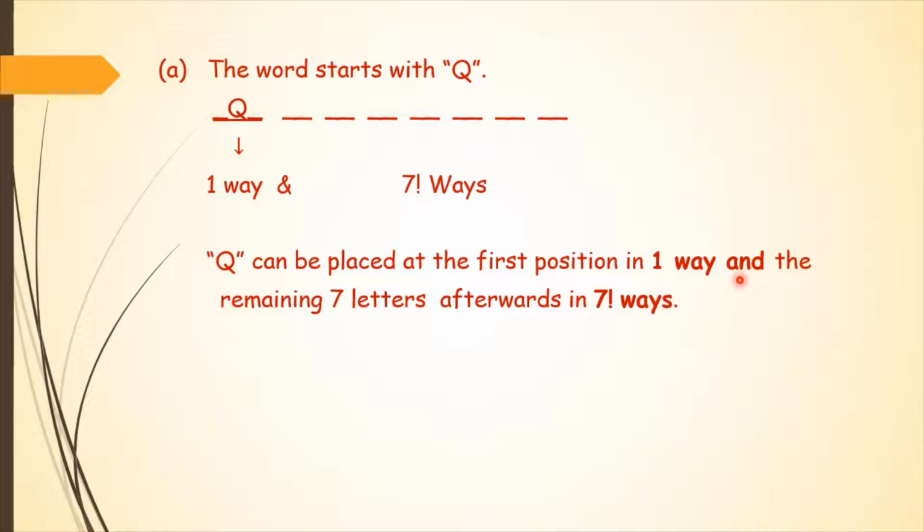So by using the product rule from the principles of counting, we can multiply these numbers of ways. So we will get the final answer: the number of such words is equal to 1 multiplied by 7 factorial. This word and is mathematically replaced by multiplication. And the final answer is the value of 7 factorial, that is the product of integers 1 to 7, and that comes out to be 5040.